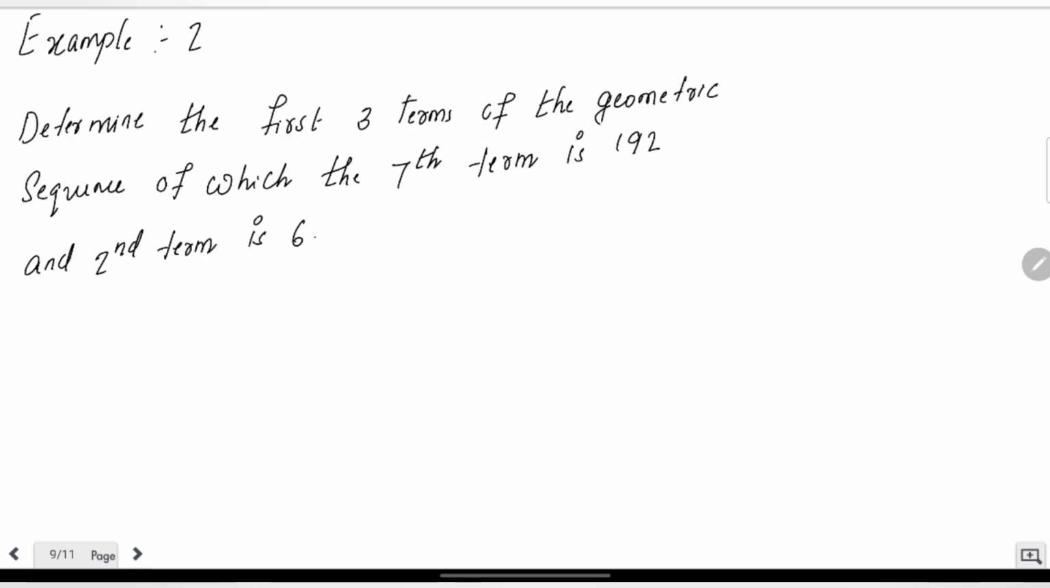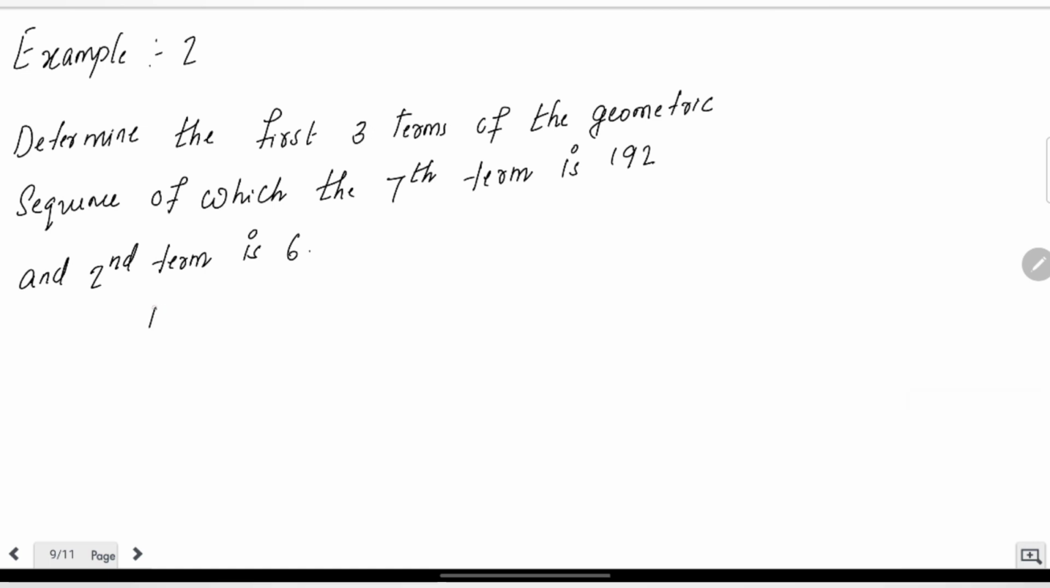Example number 2. Determine the first three terms of the geometric sequence of which the seventh term is 192 and the second term is 6. Now, very same type of question. We did it in arithmetic sequence, and there we used the solving simultaneously method. Here also we are using it, but I think the elimination method is easier than the substitution method. I will show you the elimination method to find those first three terms. Okay, so what is given? Seventh term, so we can write T7 is equal to 192. Then second term, that is T2 is equal to 6.